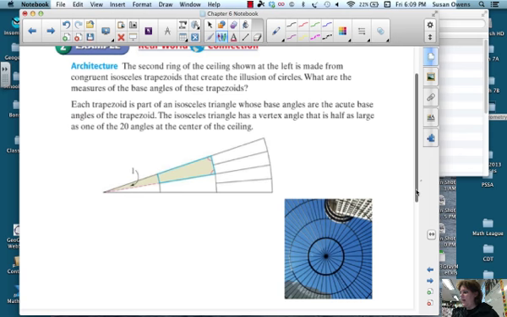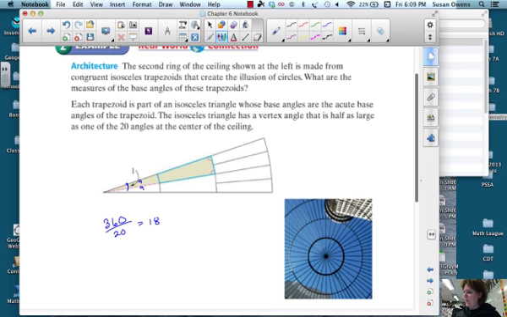So what we have to know is how many of them do we have. So it says each trapezoid is part of an isosceles triangle whose base angles are the acute base angles of the trapezoid. And the isosceles triangle has a vertex angle that is half as large as one of the 20 angles at the center of the ceiling. So if I take 360 all the way around the ceiling and divide by 20, I get 18. So this whole angle here is 18. So each part up here is half of that. So each part here is 9.